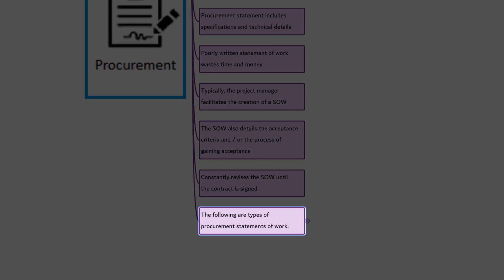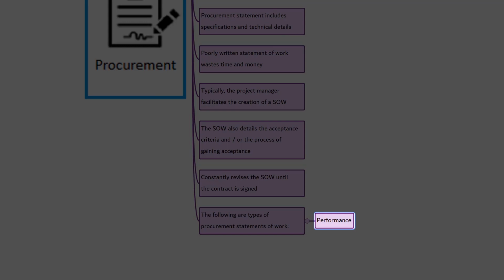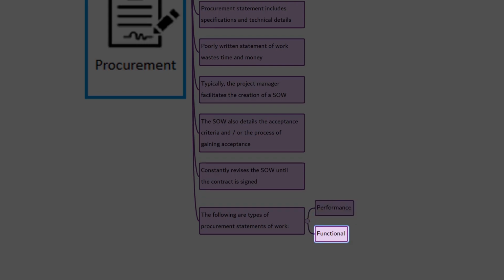Okay, let's look at the types of procurement statement of work. First, performance. This type conveys what the final product should accomplish rather than how it should be built or what its design characteristics should be. For example, I want a car that will go from 0 to 100 kilometers per hour in 3.5 seconds. This type conveys the end purpose or result rather than the specific procedure or approach. Example, I want a car with all audio controls on the steering wheel.